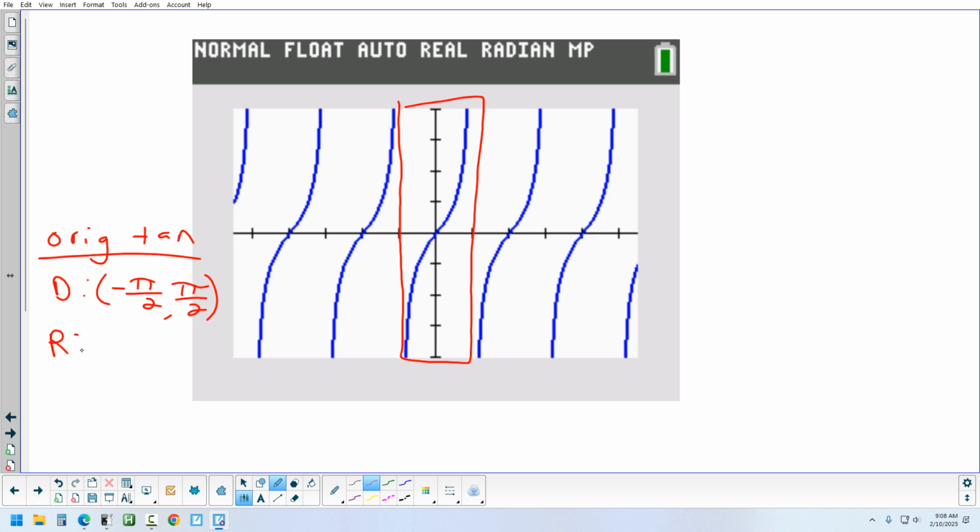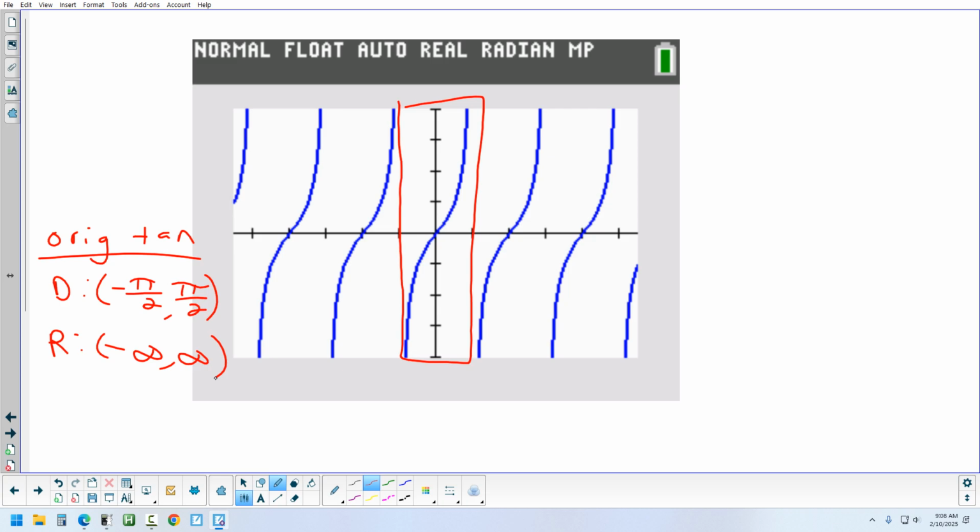What's the range of what's inside that red box? Negative infinity to infinity. Okay, so that's regular tangent. Now, let's talk about inverse.